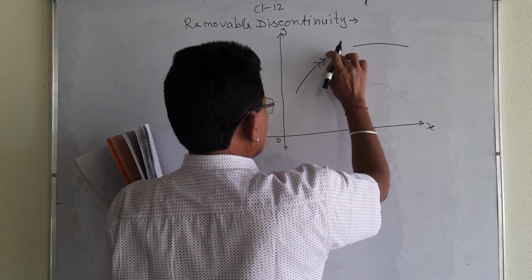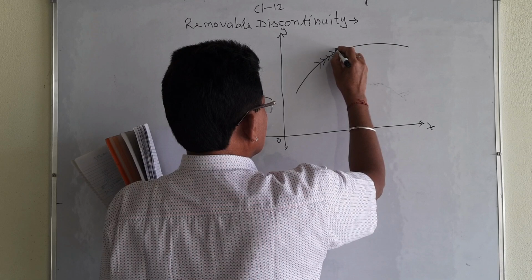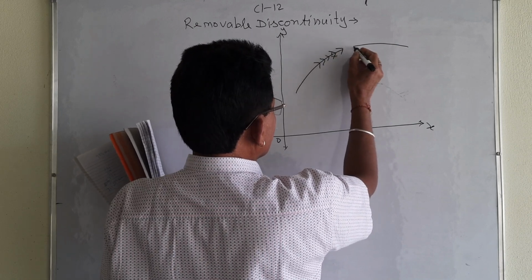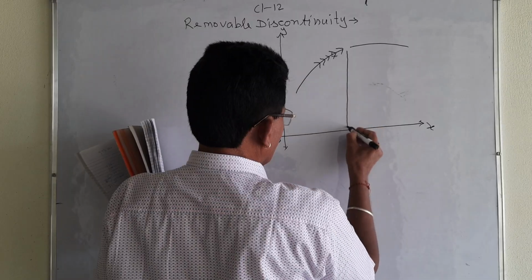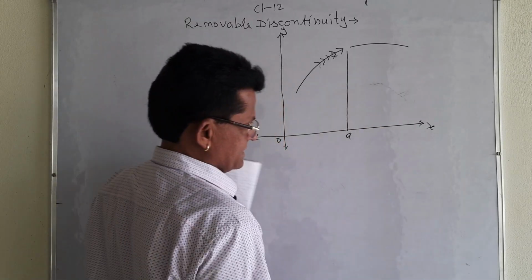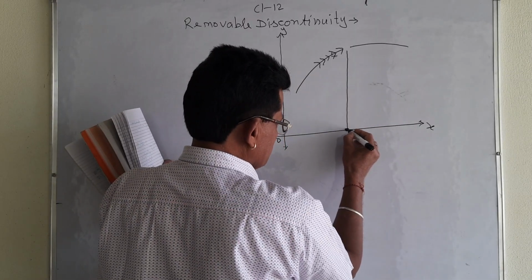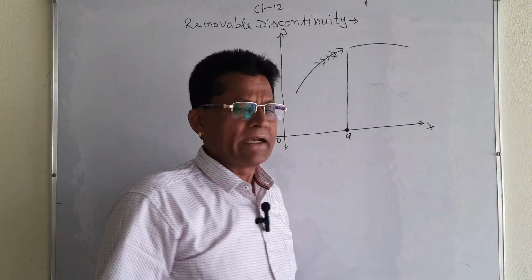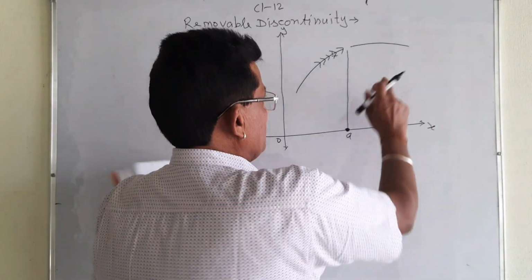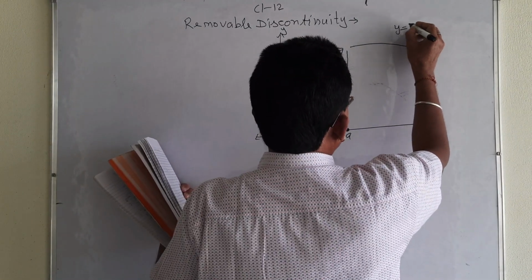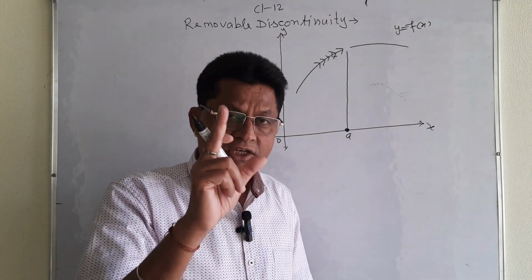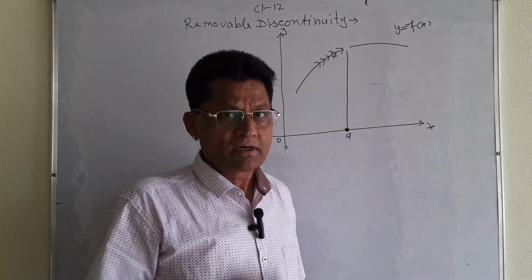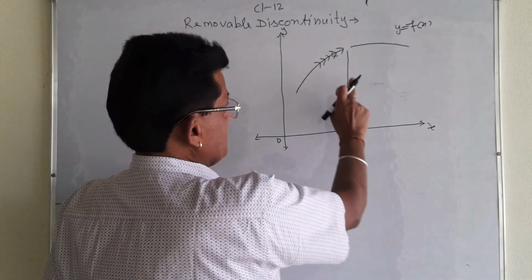I am going from the left side towards this point. Let me take this point here. The point is A on the x-axis. At this point, I will check the continuity and discontinuity of the function. The function is y equals f(x). My dear student, try to understand. I will tell you each and every step. एक step बताऊंगा जिससे आपकी समझ में आए.